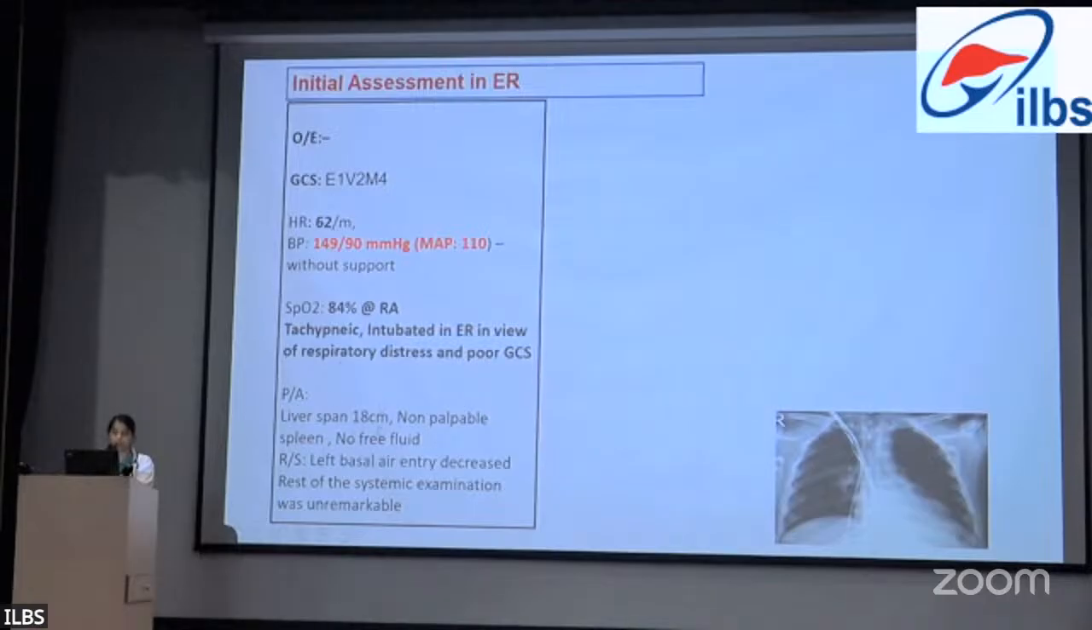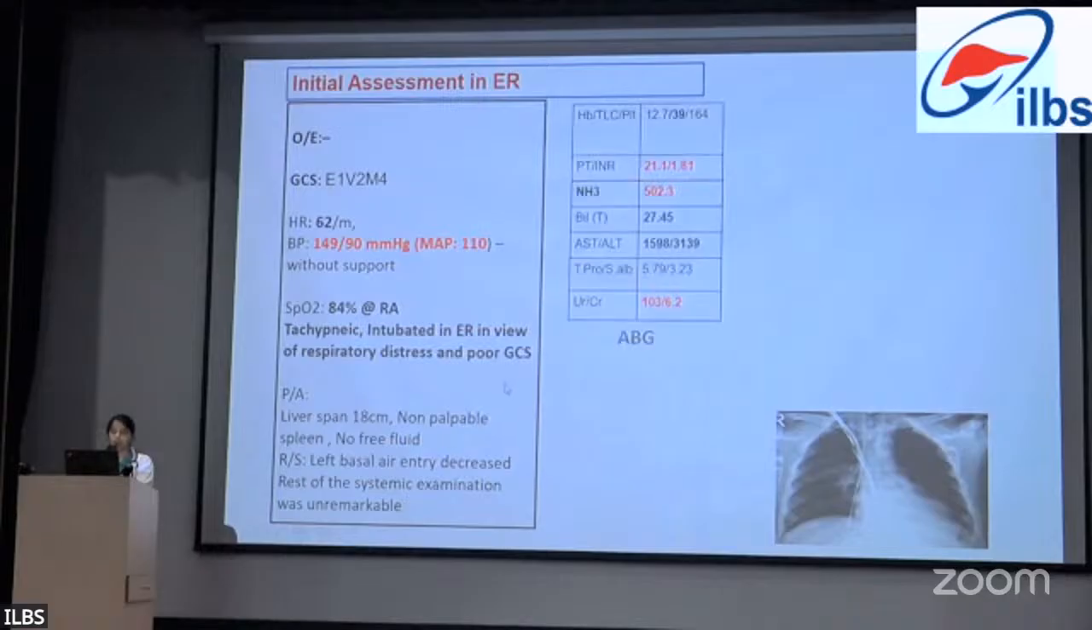Liver span was 18 centimeter, and also he had left basal air entry decreased. His initial investigations in the emergency revealed a TLC count of 39,000. INR was 1.81, ammonia of 502. Total bilirubin was 27 with AST ALT of 1500 and 3100 with albumin of 3.23. Creat was 6.2. His ABG revealed a PF ratio of 392 and lactates were 1.8.